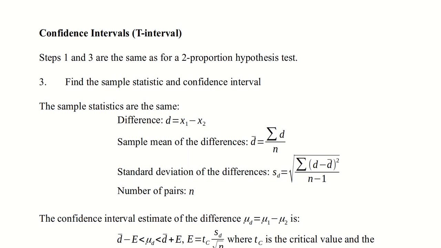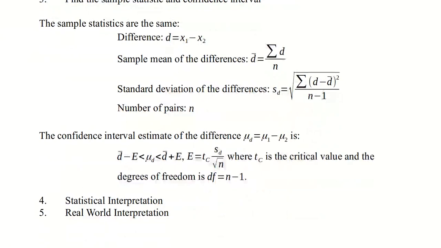Steps 1 and 3 are the same. So those become steps 1 and 2 in establishing that we're doing the confidence interval. And our new step 3 is to find the sample statistic and the confidence interval. And then if you're looking at what comes next for the sample statistics, those are exactly what we saw earlier. So that literally is copied and pasted from the sample mean of the differences, and the standard deviation of the differences from when we were doing hypothesis testing. And again, pairs there, not individual data points, but pairs.